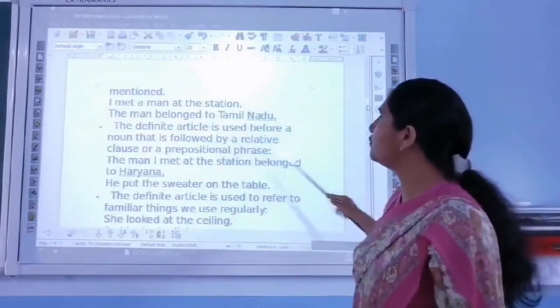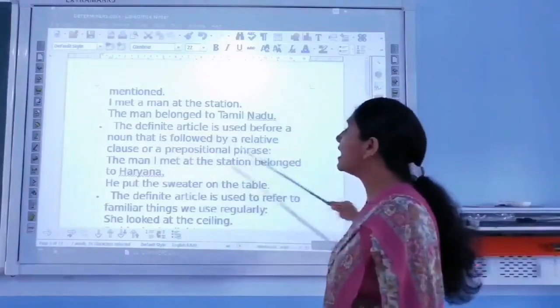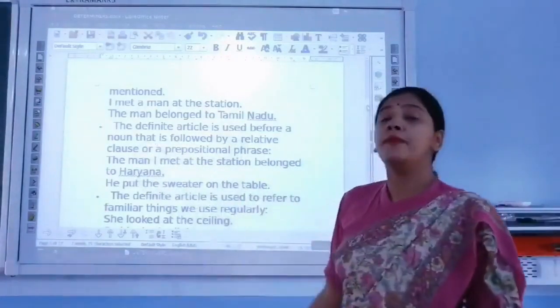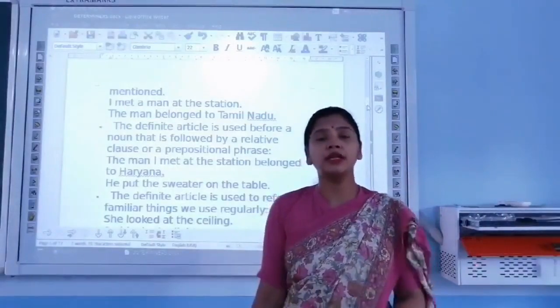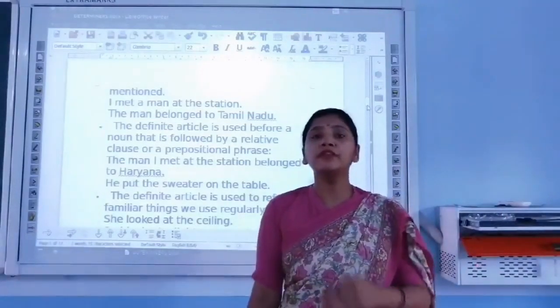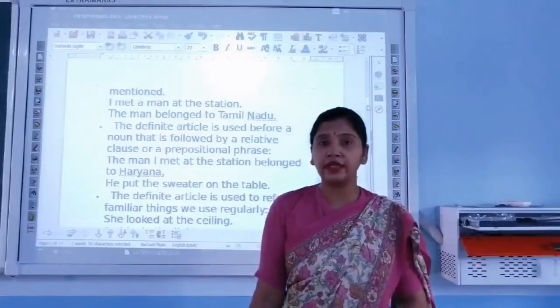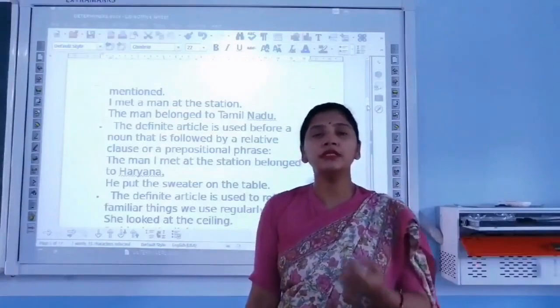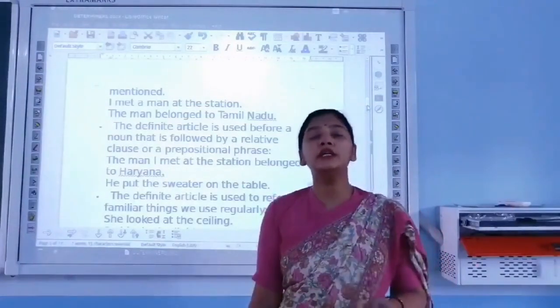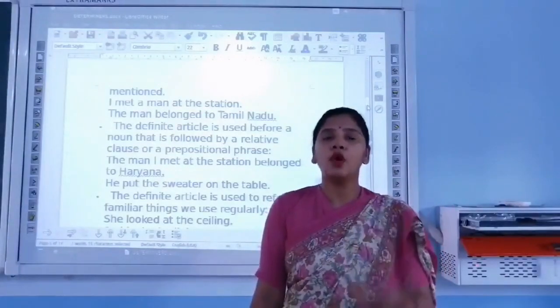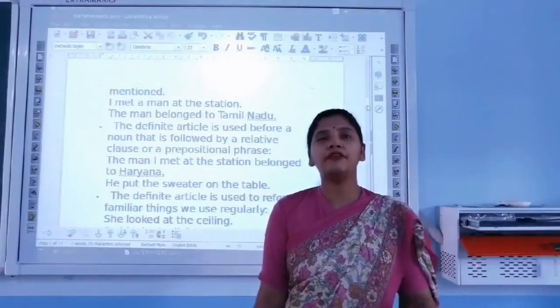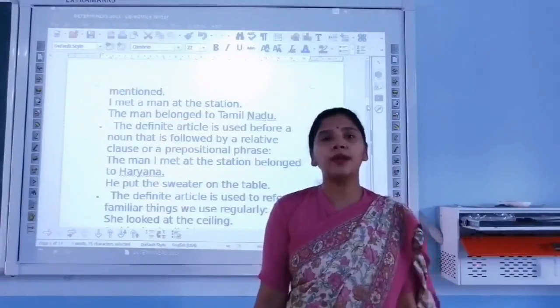Definite article is used before a noun that is followed by a relative clause or the preposition. If there is any relative clause in the statement, or if the statement is going to start with the prepositional phrase. Prepositional phrase means the group of words contains a preposition, like in, into. All these are prepositions: before, after, it. These are called the prepositions.